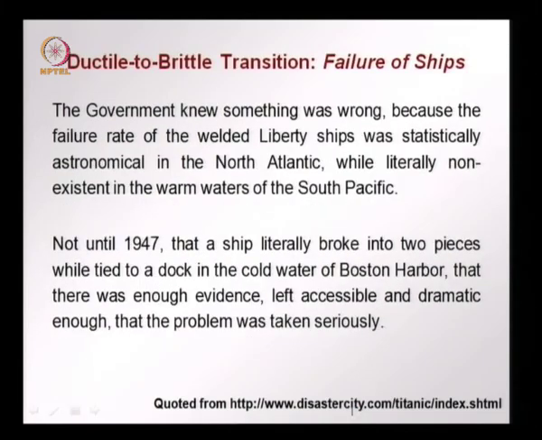The government thought that something was wrong because in the colder North Atlantic there were more failures than in the warmer South Pacific. Until 1947 this remained a mystery. Then in 1947 a ship broke into two in the Boston harbor in the cold conditions, and this was evidence that it was temperature that was breaking the ships and it was not necessarily the German submarines.